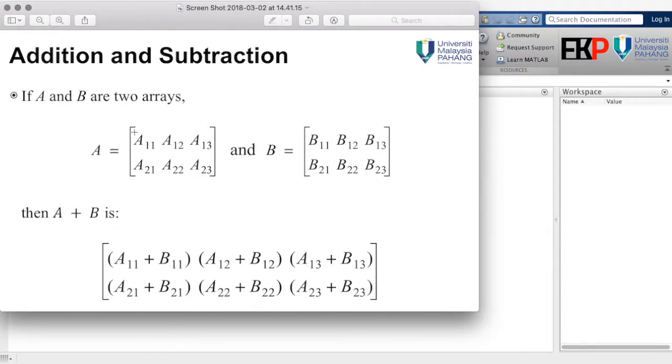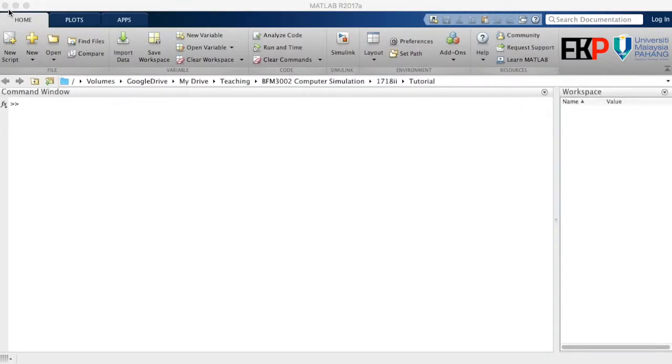The answer will be the first element of A plus the first element of B, the second element of A in row 1 plus the second element of B in row 1, and so on and so forth. So let's look at how we do this in MATLAB.